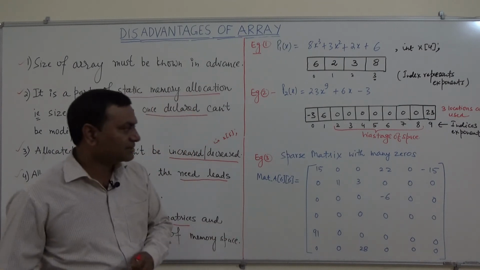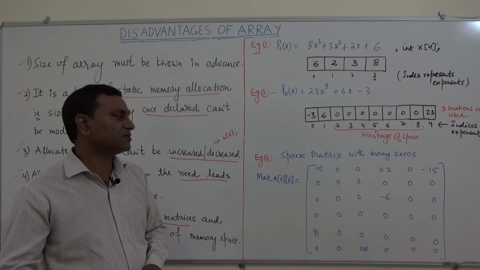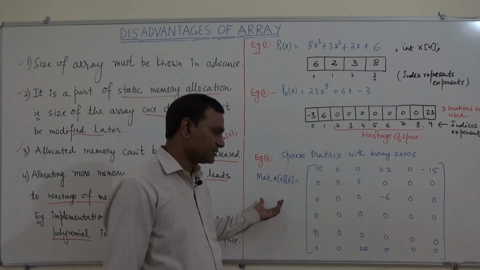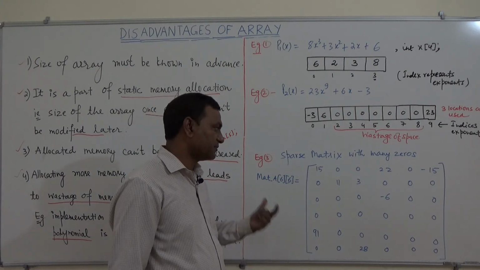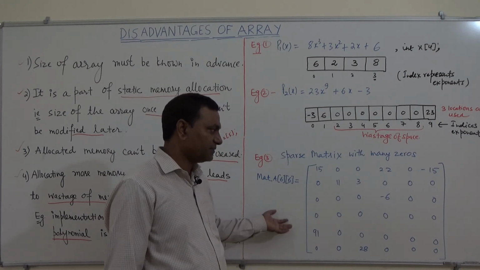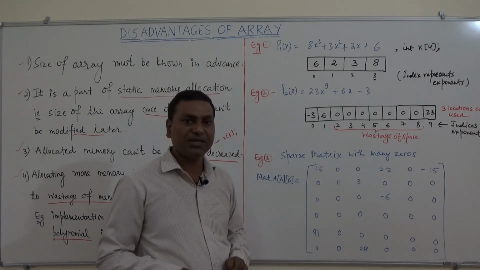Now this is the third example. Here we have taken a sparse matrix with many zeros. So this is a 6 by 6 matrix. It means it can store 36 elements, 36 values. But because this is a sparse matrix, it will contain many zeros. So only a few locations are being utilized.